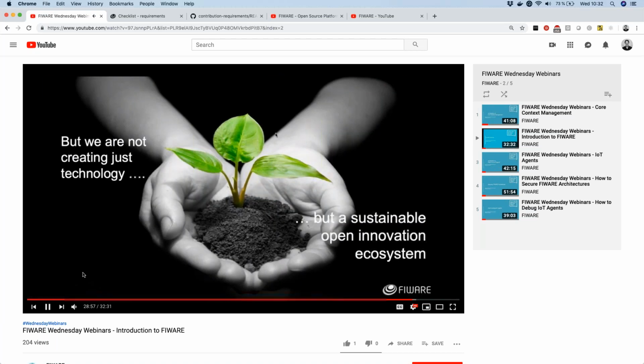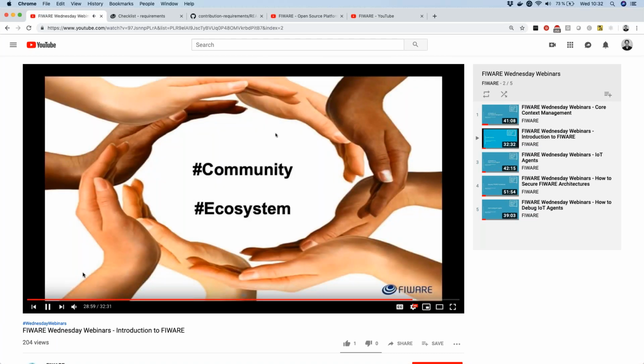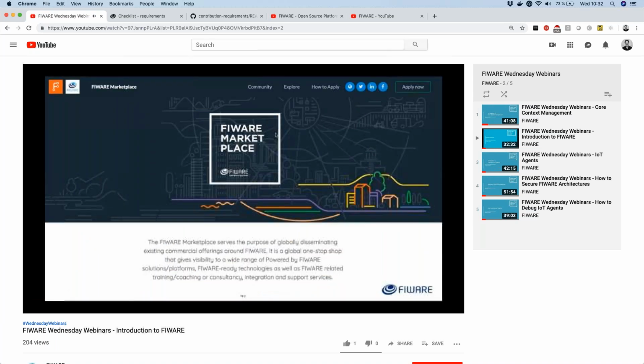Right, so the final part of the introduction, having gone through the various different bits and pieces, saying, we are a community, we're open source, and so on, is to actually define what FIWARE is. It's quite difficult because some people misuse the word FIWARE.